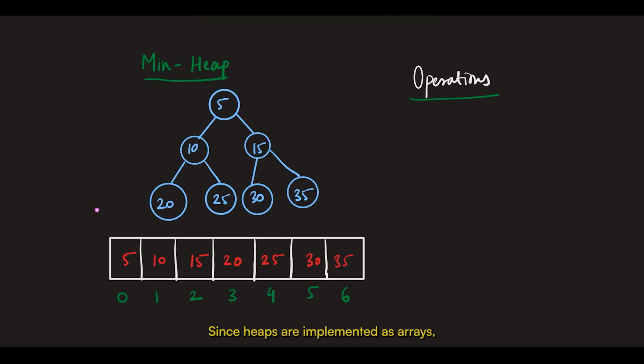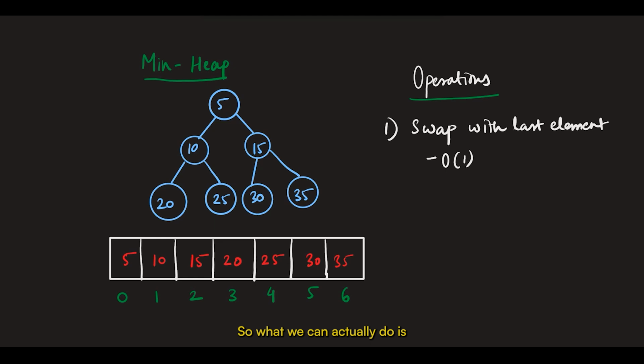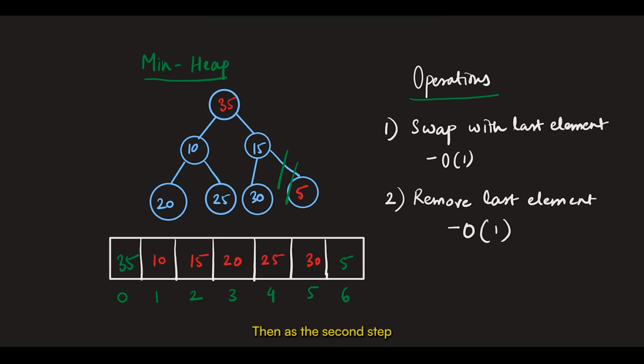Since heaps are implemented as arrays, if we directly delete the root element, it would leave an empty space, and leaving an empty space in an array would complicate indexing and traversal. So what we can actually do is, if we want to remove the first element, we can swap it with the last element as the first step. This would take O of one time. Then, as the second step, we will remove the last element. This will also take O of one time.